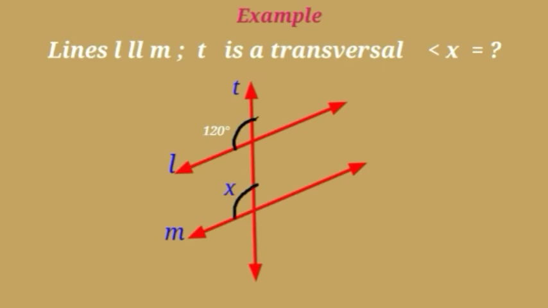Look at the example. Here lines L and M are two parallel lines and T is a transversal. We want to find out the value of X. Here these two angles are corresponding angles. Therefore, the value of X is equal to 120 degrees.